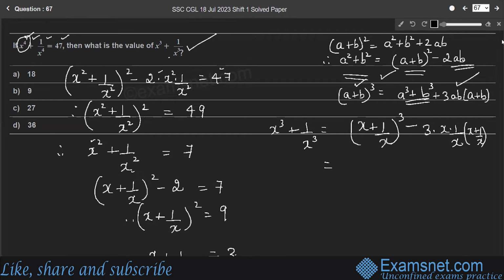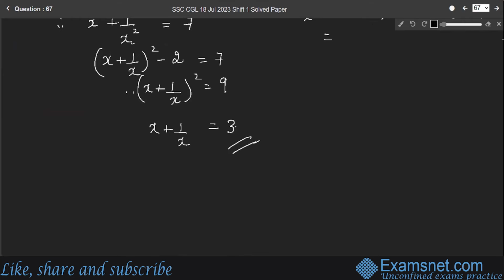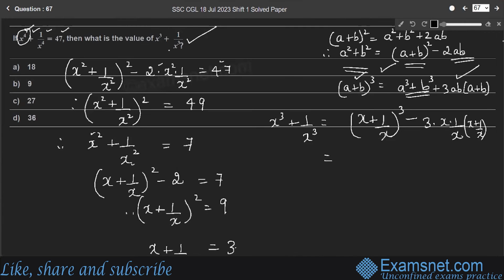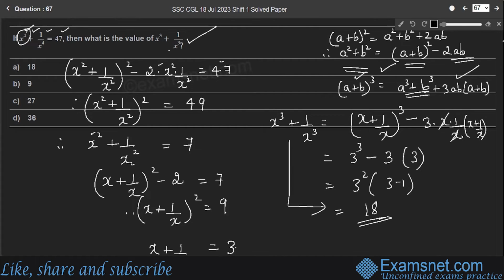Since x plus 1 by x is equal to 3, we have already calculated this. So 3 cube minus 3 times, here x and x will get cancelled, x plus 1 by x is 3. Right? 3 cube minus 3 square is 3 square into 3 minus 1, which is 3 square into 2. So 9 into 2 is 18. Therefore, LHS is equal to 18. Option A is the right answer.